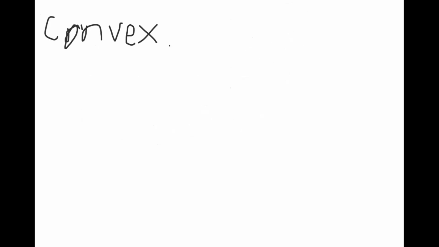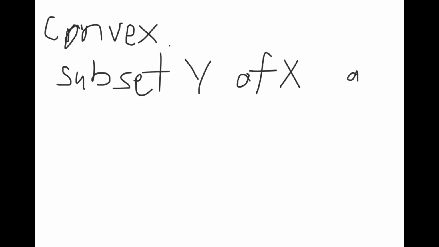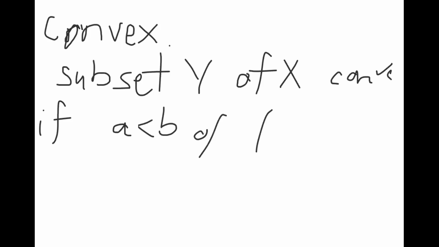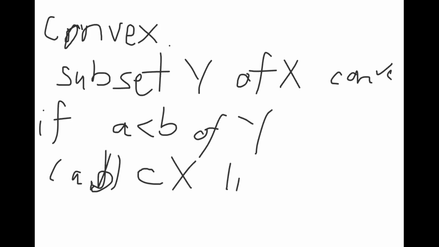Y, a subset of X, is convex in X if for each pair of points A and B of Y, the entire interval AB of points of X lies in Y. So the intervals and rays in X are all convex in X.